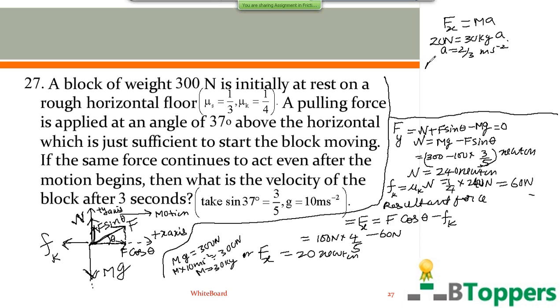The initial velocity of the block is 0. The final velocity of the block after 3 seconds can be found by using the equation v equal to u plus at. The initial velocity u is 0 here, the acceleration is 2 by 3 meter per second square, and t equal to 3 seconds. So the magnitude of the velocity of the block after 3 seconds will be 2 meter per second. So that's the answer.